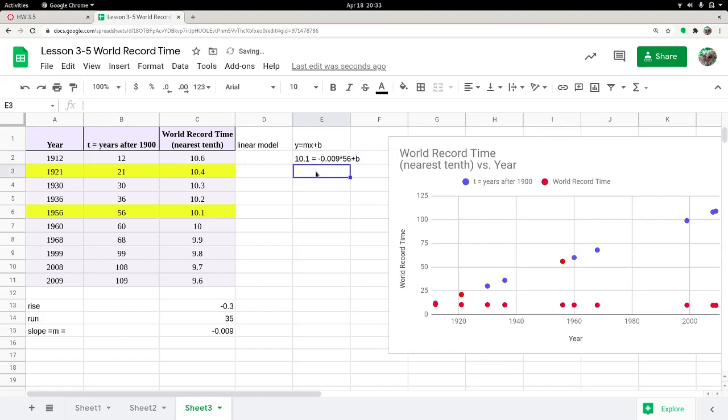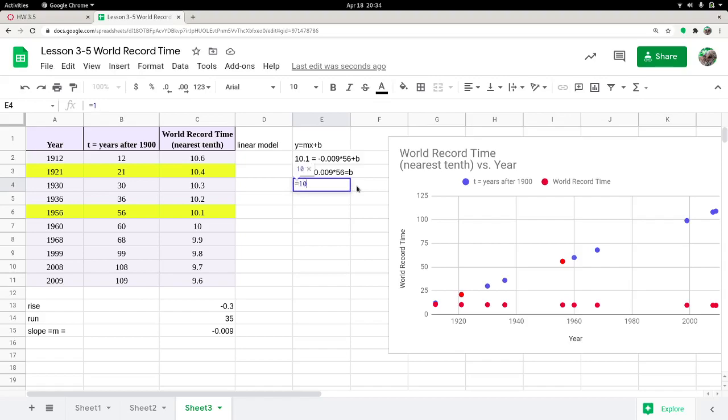So my next line here, well, this is a negative, it's being added, so I need to add it to the other side. So that means I want 10.1 plus 0.009 times 56, and that will be the answer for b. Okay, so I have a negative number on this side, I add it to the other side, and that will equal b. Now if I want to get the answer on a spreadsheet, I have to type equals first to use it as a calculator.